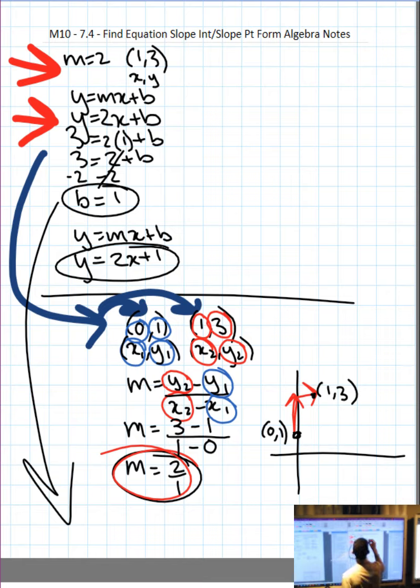Okay, let's do slope point form. So you may or may not already not like this.